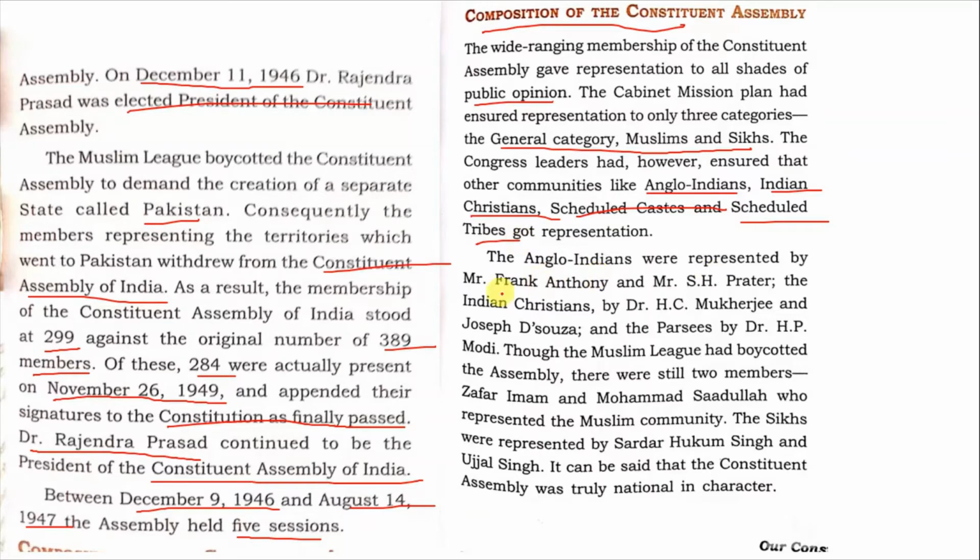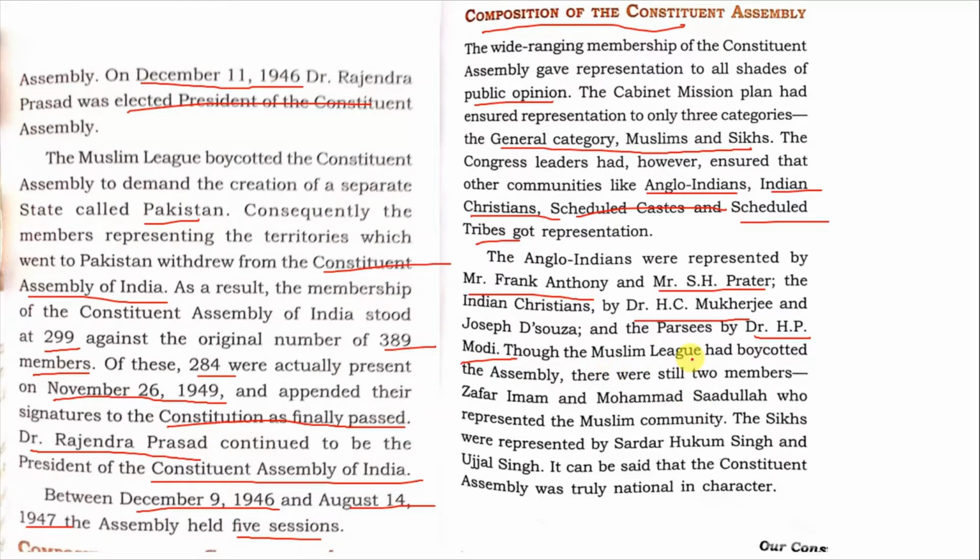So the Anglo-Indians were represented by Mr. Frank Anthony and Mr. S.H. Peter, the Indian Christians by Dr. H.C. Mukherjee and Joseph D'Souza, and the Parsis by Dr. H.P. Modi. Okay, these names will not come in the exam, that's for sure, but they would be necessary for you in the future in other exams.